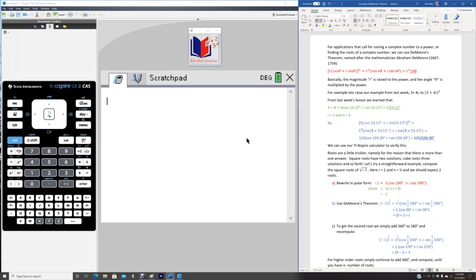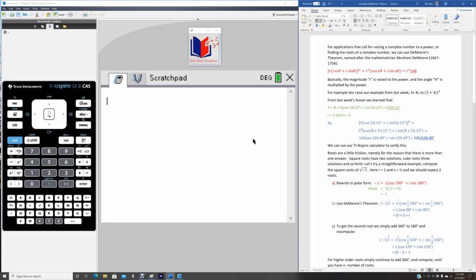Now, for all applications that call for raising a complex number to a power or finding the roots of a complex number, we can use De Moivre's theorem, named after the mathematician Abraham de Moivre. Basically, to raise a complex number to the power n, you simply raise the modulus r to the power n and multiply n times the argument theta for cosine and i sine.